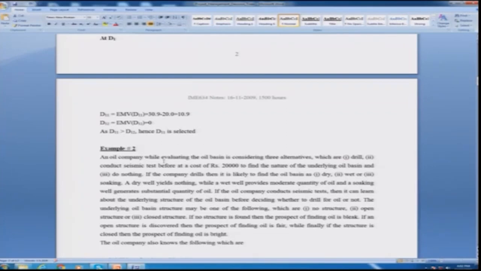Now, you will see that there are three alternatives, not two. So, it is either drill, conduct a seismic test with a cost of 20,000 and find the nature of the underlying oil basin, or do nothing. So, doing nothing is also an alternative.